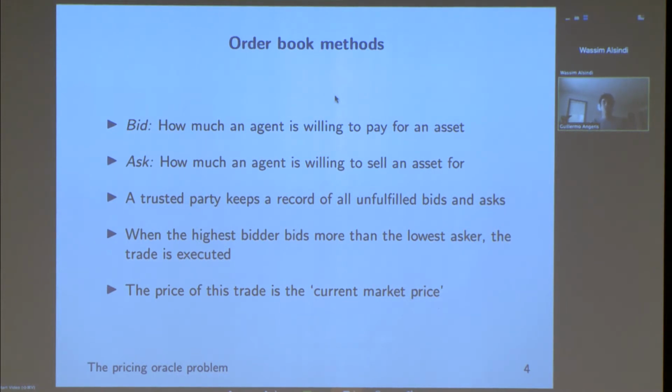And then when someone says, I think that asset's worth $2, so I'll buy it from you for $2, and someone says, I'm selling it for 1.5, then that trade is executed. Namely, when the highest bidder bids more than the lowest asker, that trade immediately goes through. And often for pricing reasons, we'll say that is the current market price of this asset.